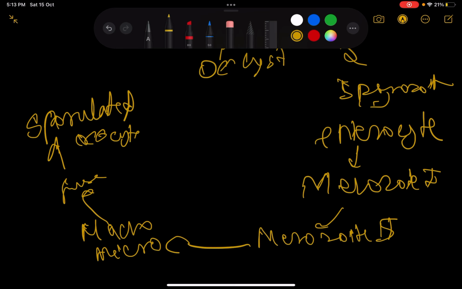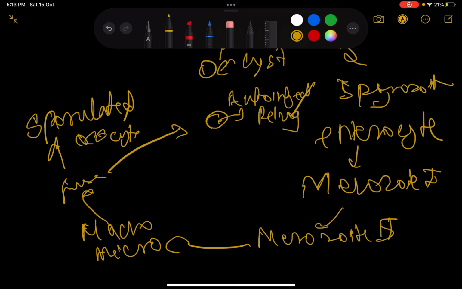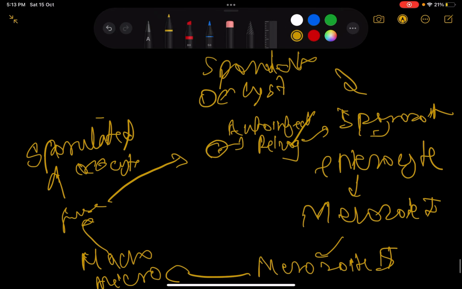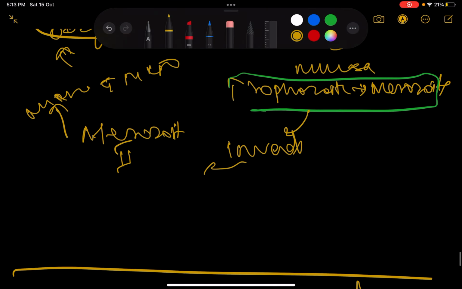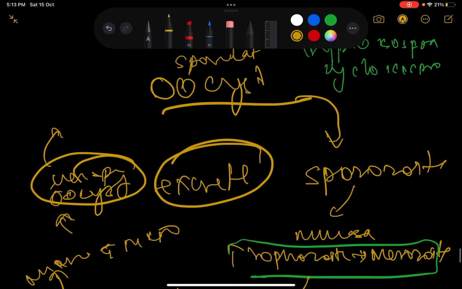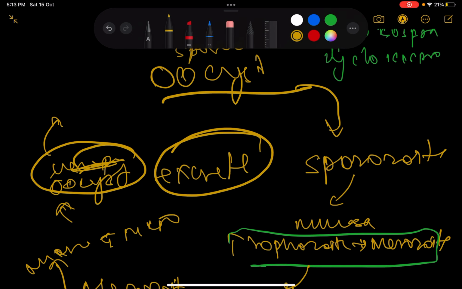And now the sporulated oocysts, some of the sporulated oocysts themselves remain inside the GI mucosa, and via retrograde autoinfection they reach here, or they can be excreted. Now the difference is that here there cannot be any retrograde infection because there are unsporulated oocysts.